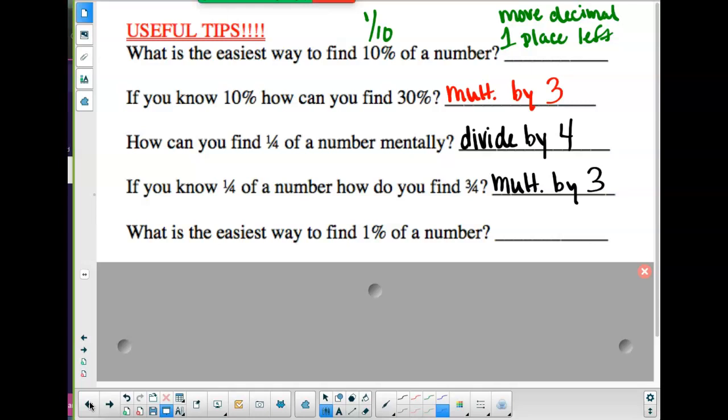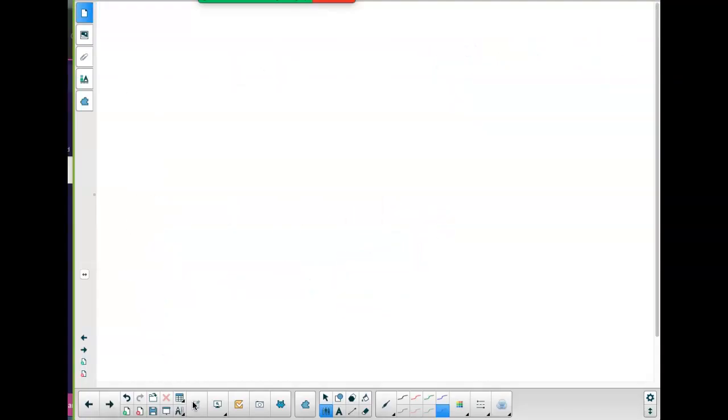1% of a number. If I want to find 1%, I just want you to write this down. To find 1% of a number, you move the decimal 2 places left. Okay, to find 10%, you just move it 1. To find 1%, you move it twice. So all of these are going to be really easy to do in your head.